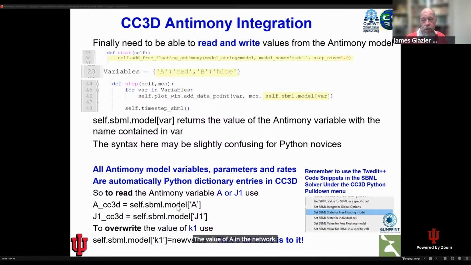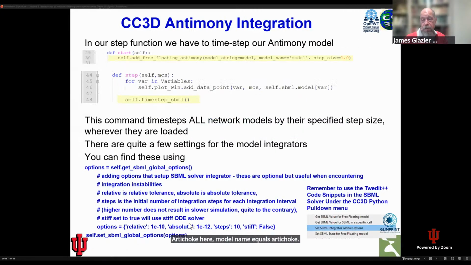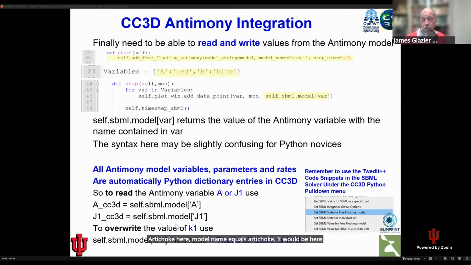Note that the word model here is whatever name I gave my model here under model name. If I'd called it artichoke here, model name equals artichoke, it would be self.sbml.artichoke square bracket. So I can have multiple dictionaries for different networks.